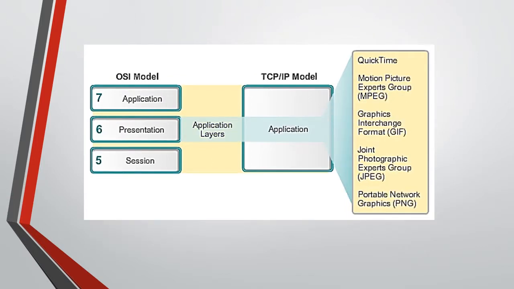The presentation layer has three primary functions: formatting data from the source device into a form compatible with the destination device, compression of the data so that it can be decompressed by the destination device, and encryption of the data for transmission and decryption of the data upon receipt by the destination. Some well-known standards for video include QuickTime and Motion Picture Experts Group. Graphic formats include Graphics Interchange Format, Joint Photographic Experts Group, and Portable Network Graphics.